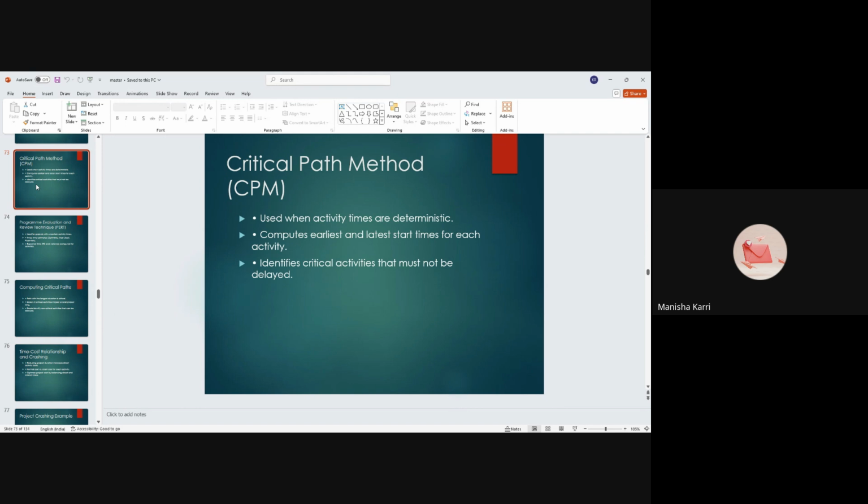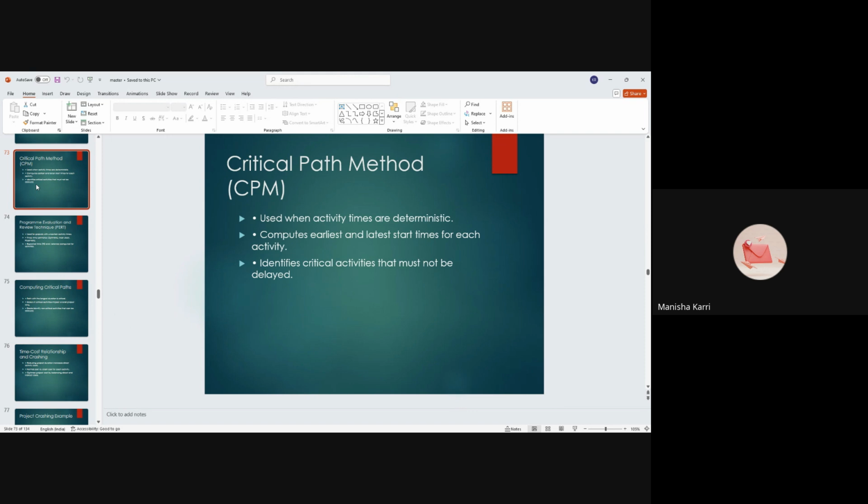So computing the earliest and latest start and finish times: the first one is ES, meaning earliest start. Here the earliest time an activity can begin is based on the completion of its preceding activities. Next is EF, which means earliest finish. Here, the earliest an activity can finish is calculated as ES plus the activity duration. Next, LS means latest start. The latest time an activity can start without delaying the overall project is LS.